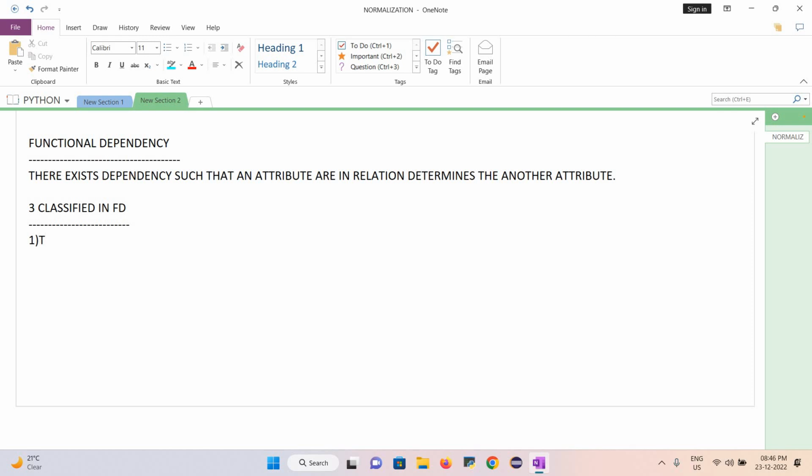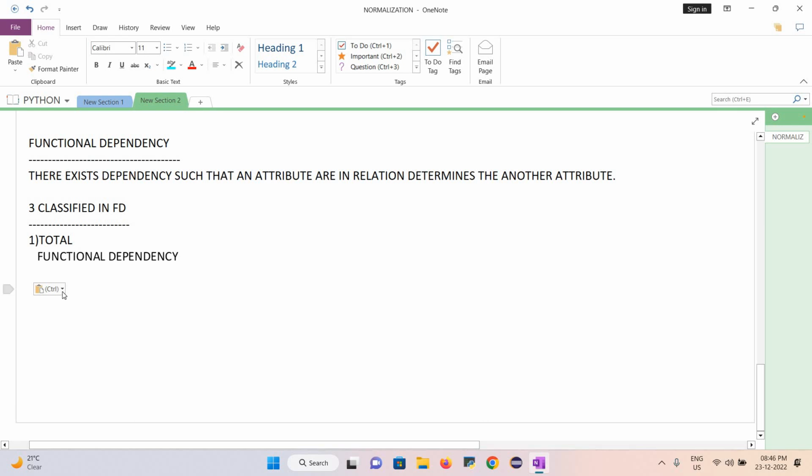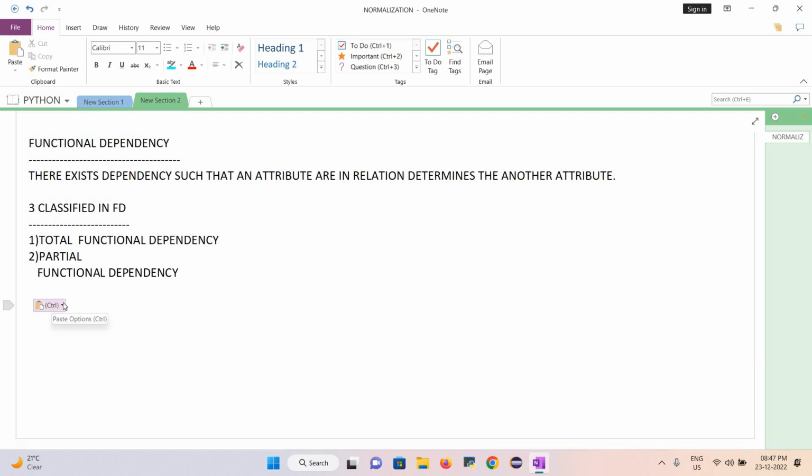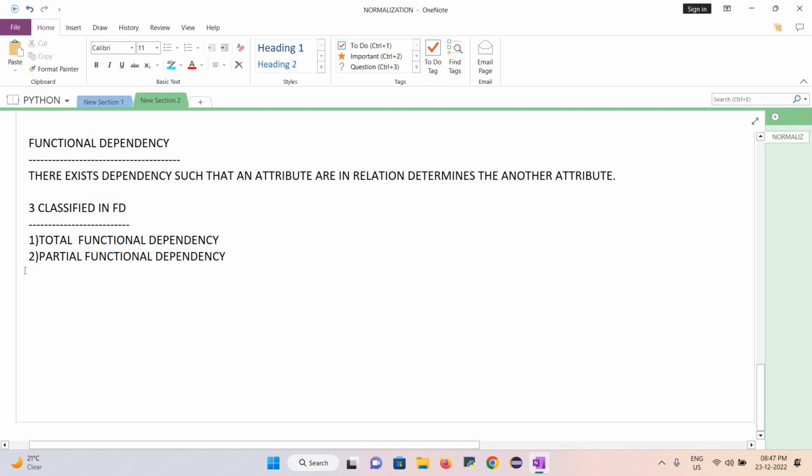The first one is total functional dependency. The second one is partial functional dependency. This is very important, partial functional dependency. The last one is transitive functional dependency.